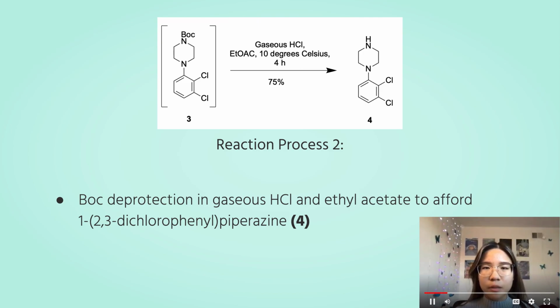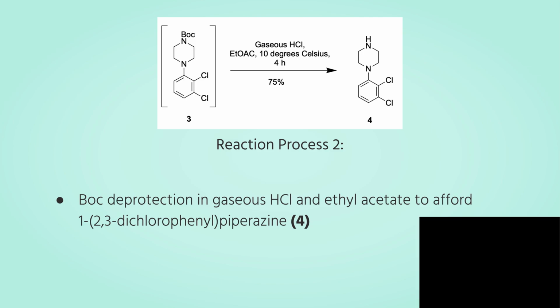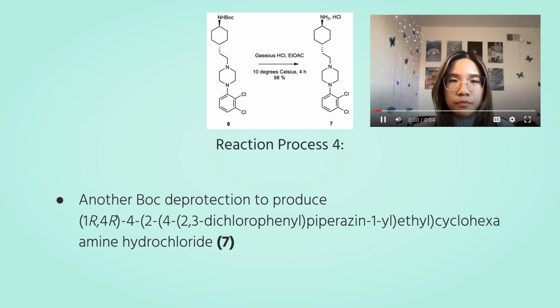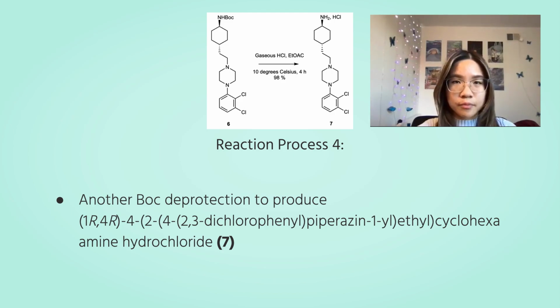The second reaction is the Boc deprotection of compound 3. This required the use of gaseous hydrochloric acid and ethyl acetate. The third reaction is the reductive amination of compound 4 with compound 5, which is above the reaction arrow, to yield compound 6. The fourth reaction is another Boc deprotection to produce compound 7.